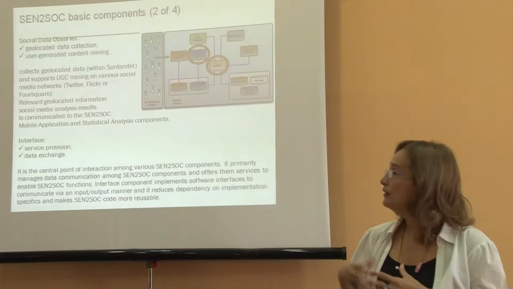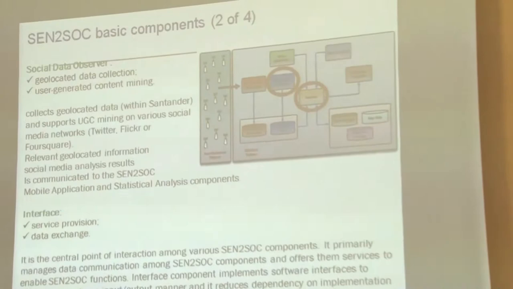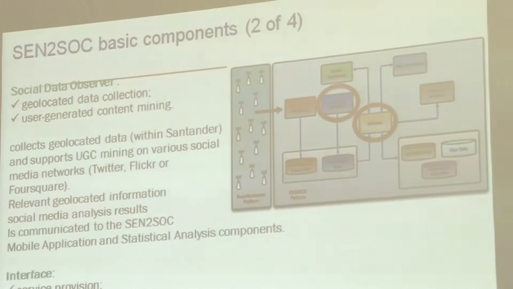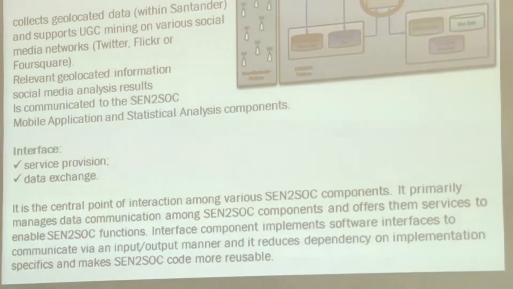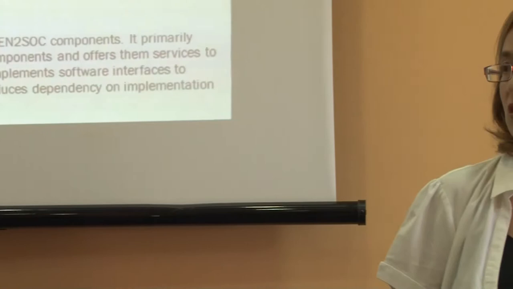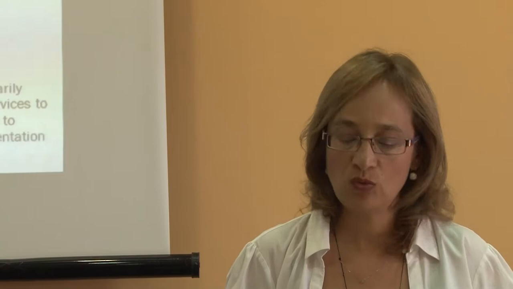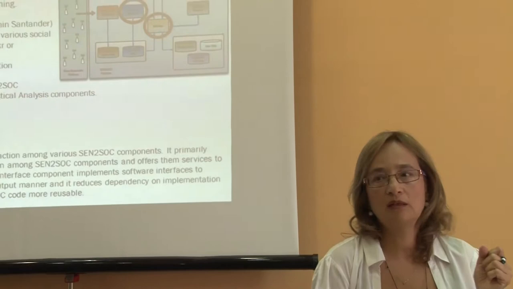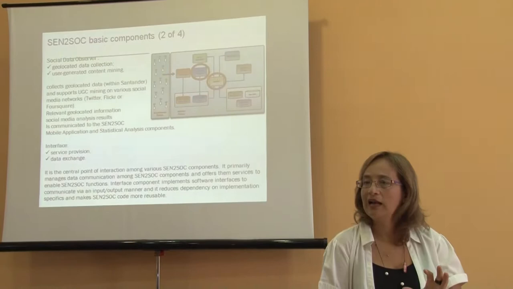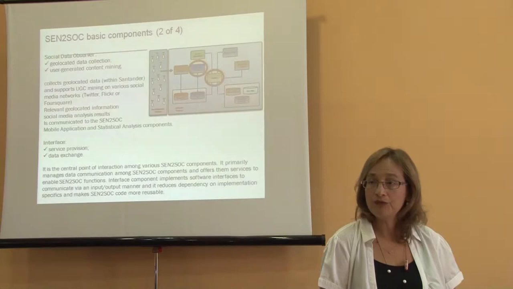Now, in terms of the other components, we have the social data observer, which is, of course, responsible for capturing and collecting the geolocated data, and also for the user-generated content mining. Now, users in Twitter do not just tweet text, but they also include URLs which link to other social networks, maybe, or to other sites. There is a lot of connection between the social network, the Twitter URLs and other social networks, like Instagram, for example, like Vine for videos and so on, Flickr as well. And I will show you, as I said, some examples on that later on.